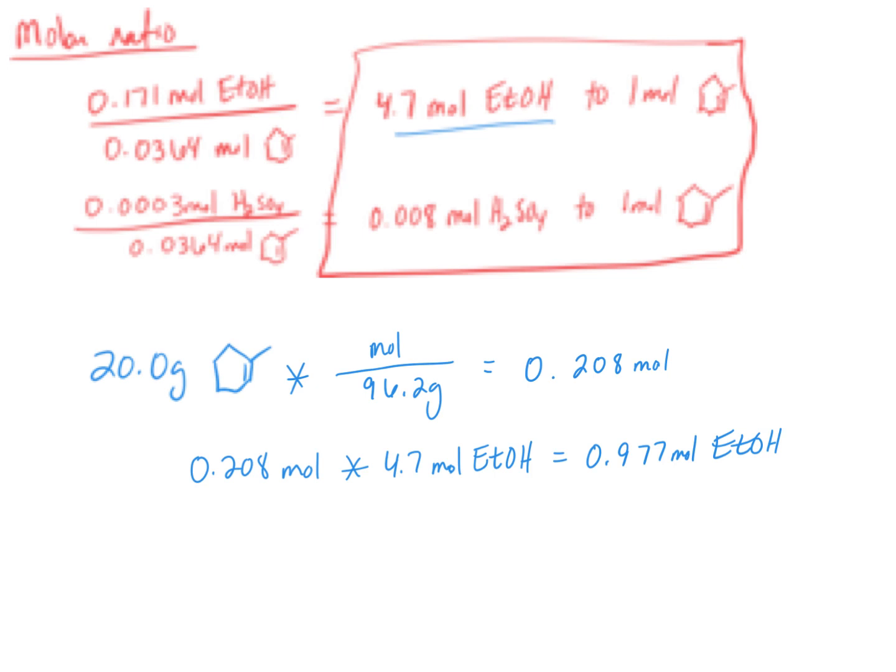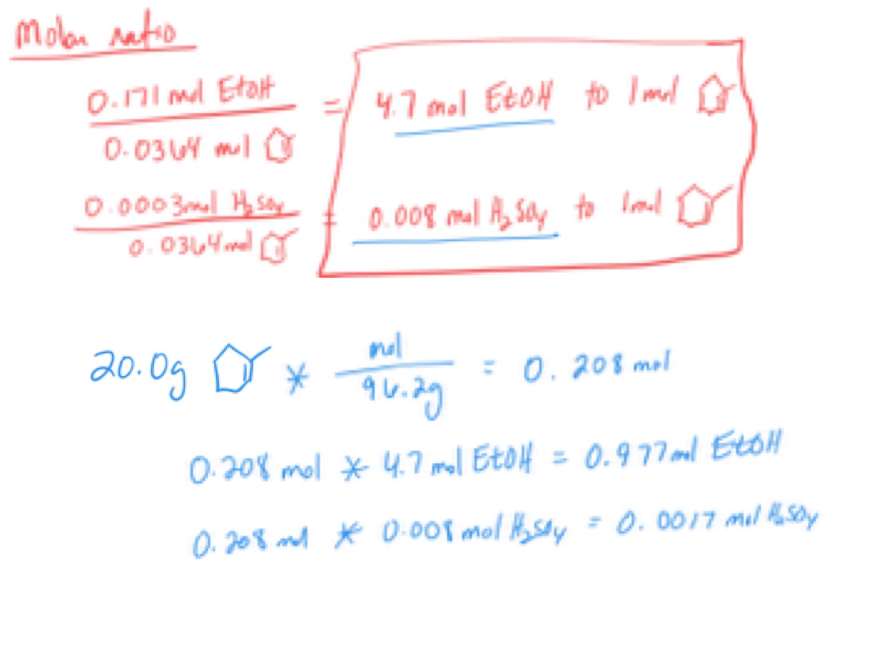So now I'm going to say, well, I'm going to start with 0.208 moles, and I need this much H2SO4. That's going to give me 0.208 times 0.008. I'm going to need 0.0017 moles of H2SO4. And to get back to where we started with how many milliliters of this or that you need, you just have to go backwards with the same type of thing we were doing.